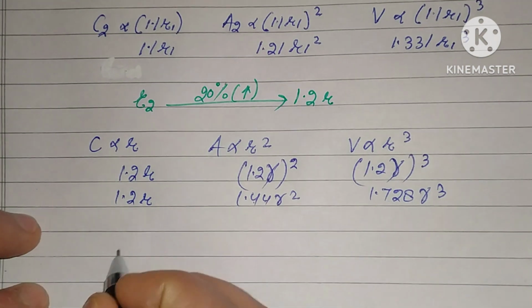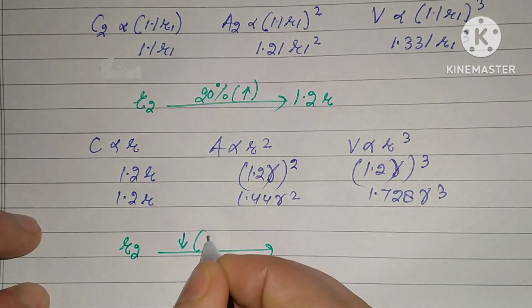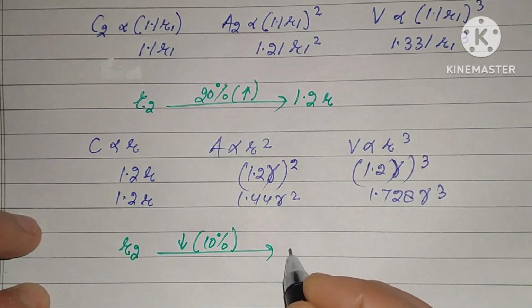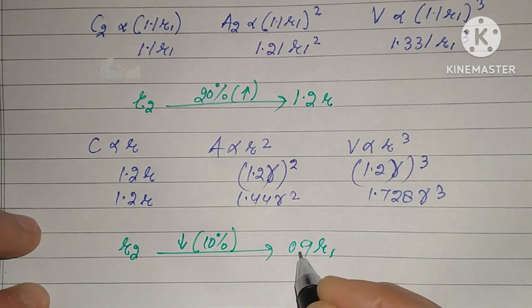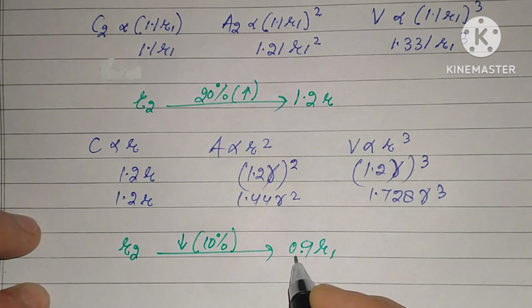Again, take another example. If radius decreases by 10%, the new radius will become 0.9 r1. It is original radius and it is new radius. New radius will be 10% less than the original radius.